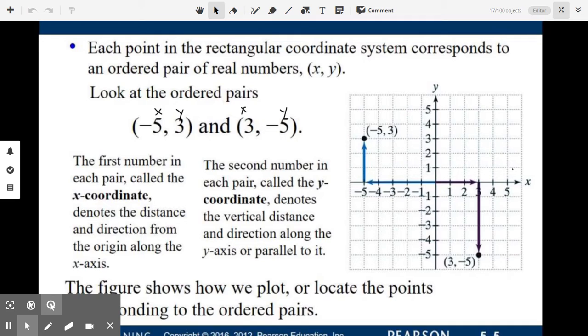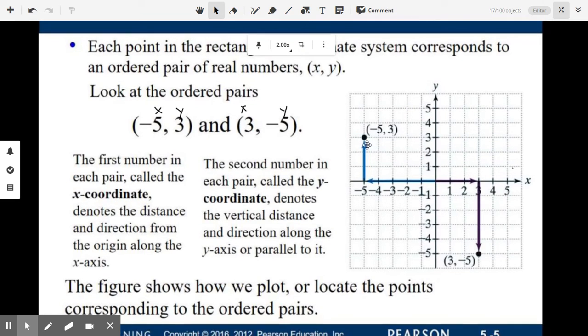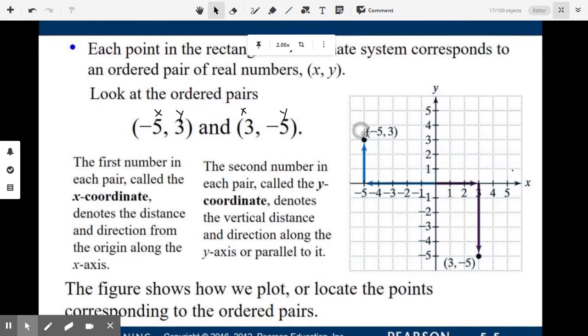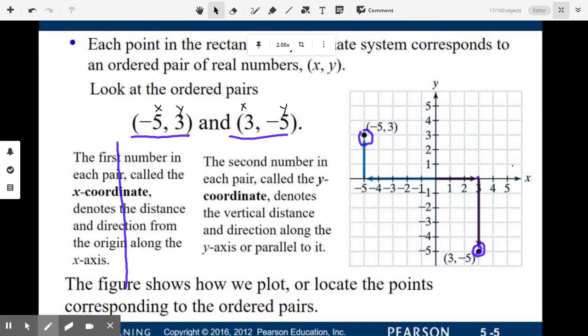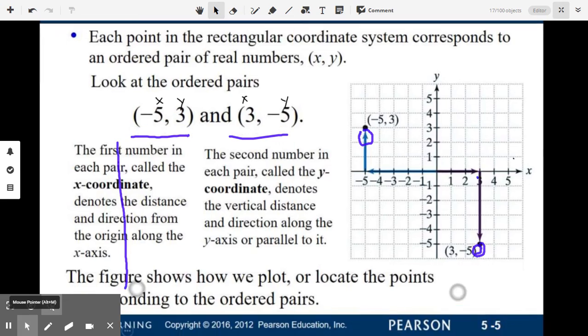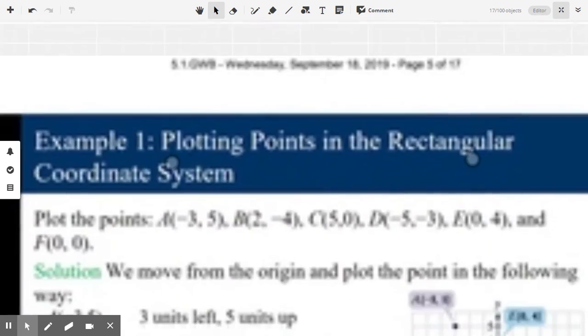So (-5, 3), notice they went back 5 and up 3 to there. And for (3, -5), then the x, we go +3 and go down to -5 right there. So there's your 2 points from here and here. Right? The first number is the x coordinate. The second number is the y coordinate. Okay. I think that's something we all should have a pretty good idea about.